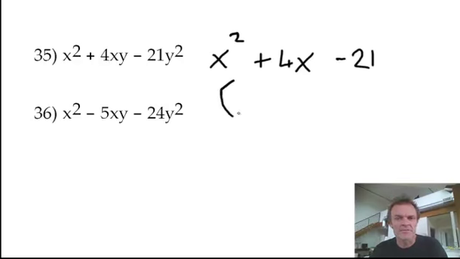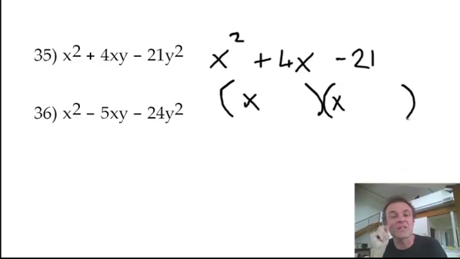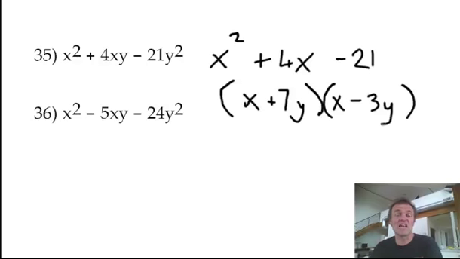So x. What are two numbers that make negative 21 when you multiply and positive 4 when you add? That's 7 and 3, but positive 7 and negative 3. So that's what the answer would be for that, but now here's the sneaky bit. Just stick the y back in. If you FOIL that, you'll get 35. I'll do it for the next one.